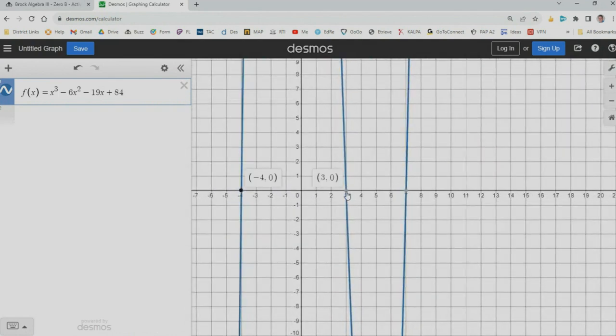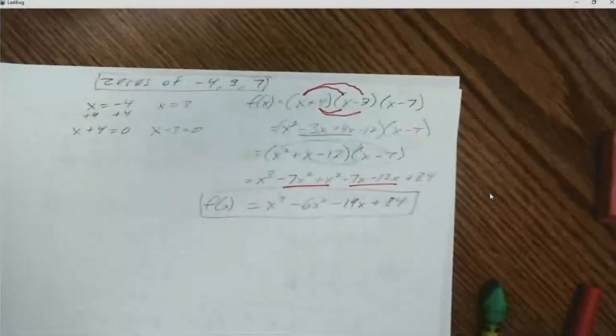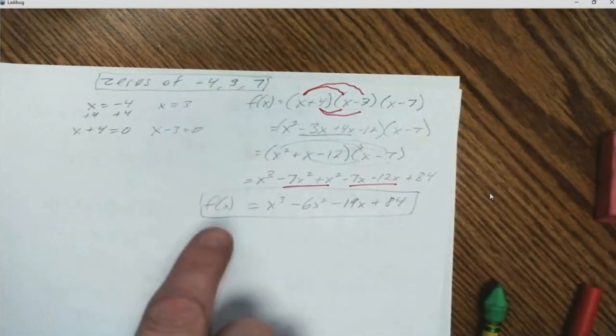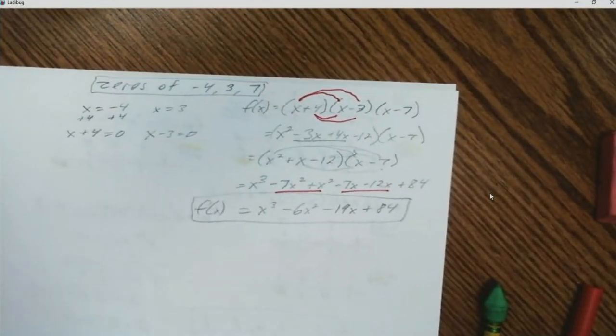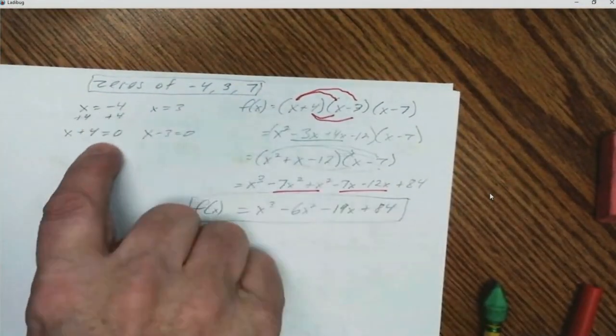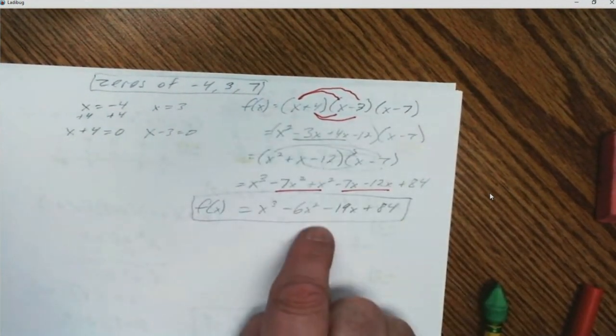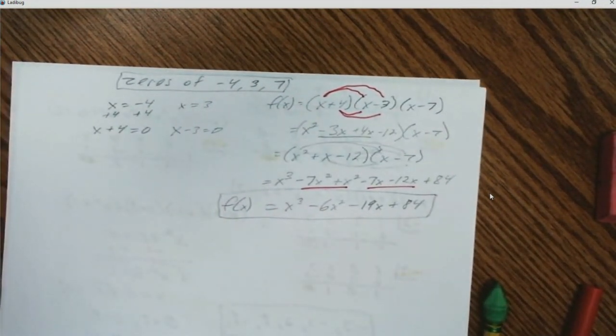Negative 4, 3, and 7 are the solutions, and that's what we needed. We needed negative 4, 3, and 7. And this is the equation we came up with. So yes, you can do this. You can just put the factors and then multiply them back together, and you can come up with the equation in standard form for those solutions.